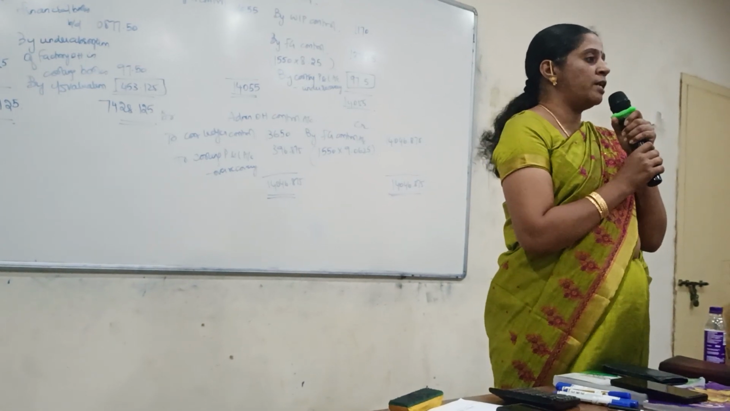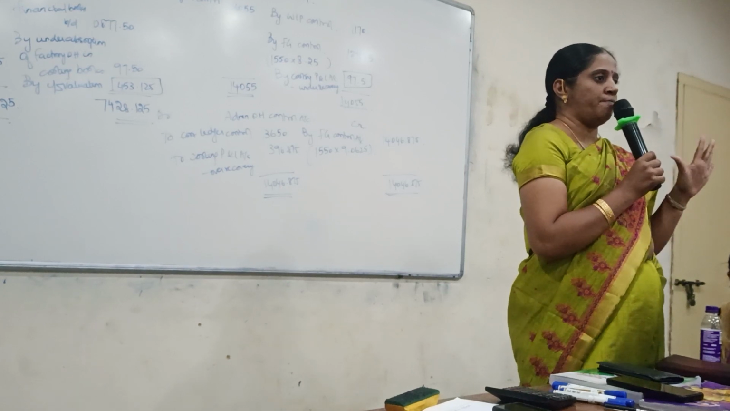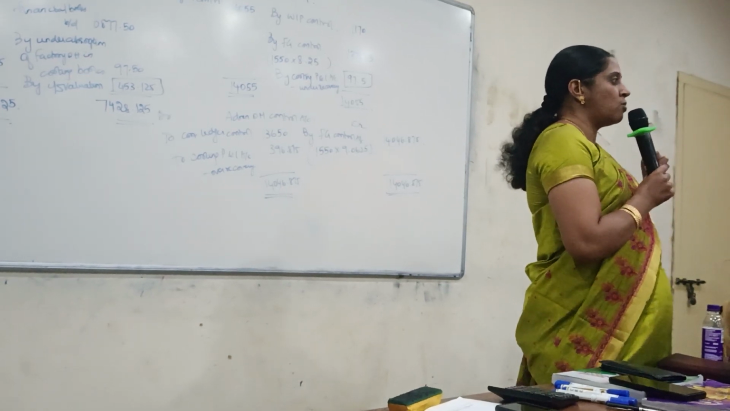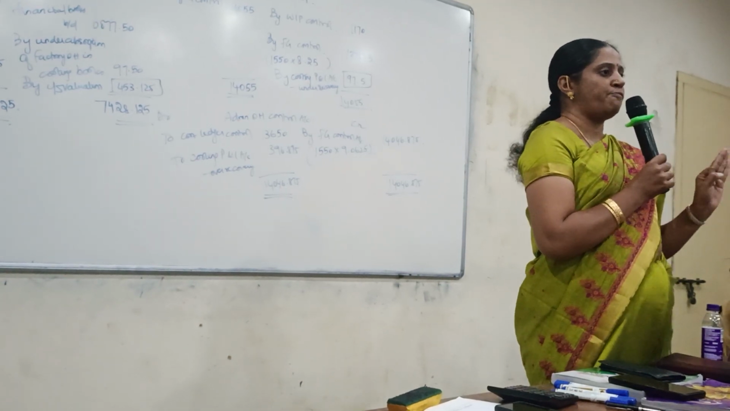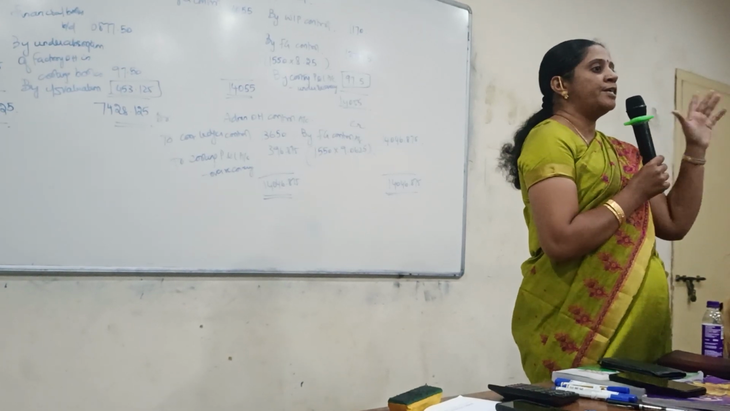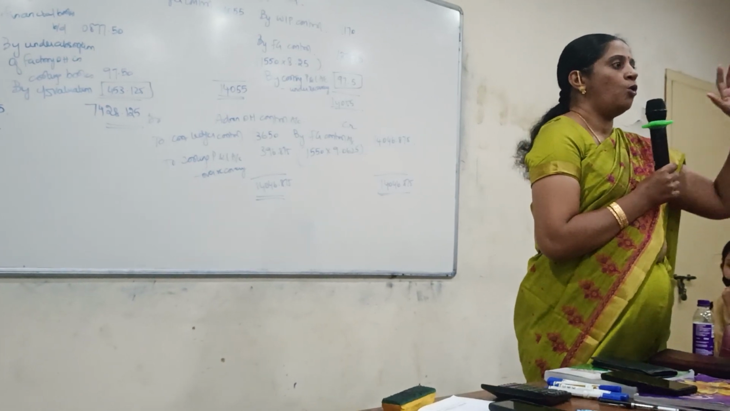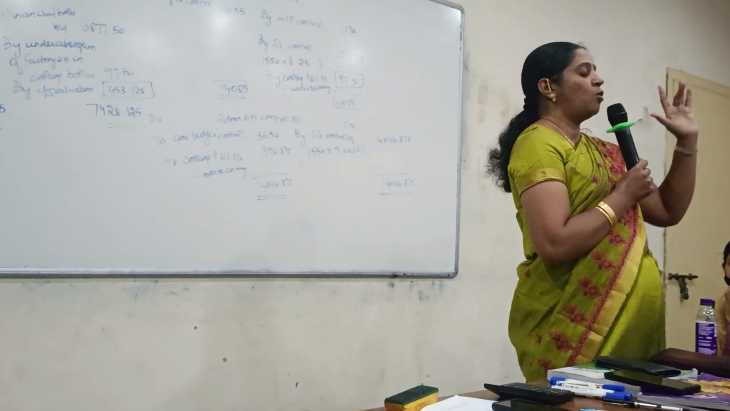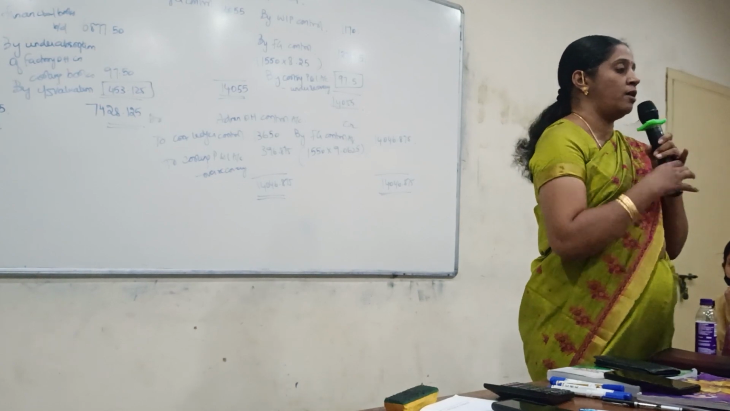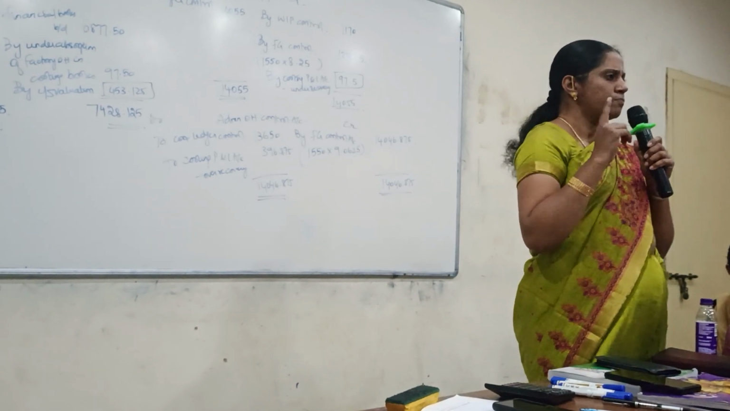Now coming to recovery of overheads. Recovery of overheads can be on the basis of 5 different methods. On the basis of material cost, on the basis of wage cost, on the basis of prime cost, on the basis of labor hours, on the basis of machine hours. If it is on the basis of material cost, overheads by material cost into 100, overheads by labor cost into 100, overheads by prime cost into 100, overheads by labor hours, overheads by machine hours.